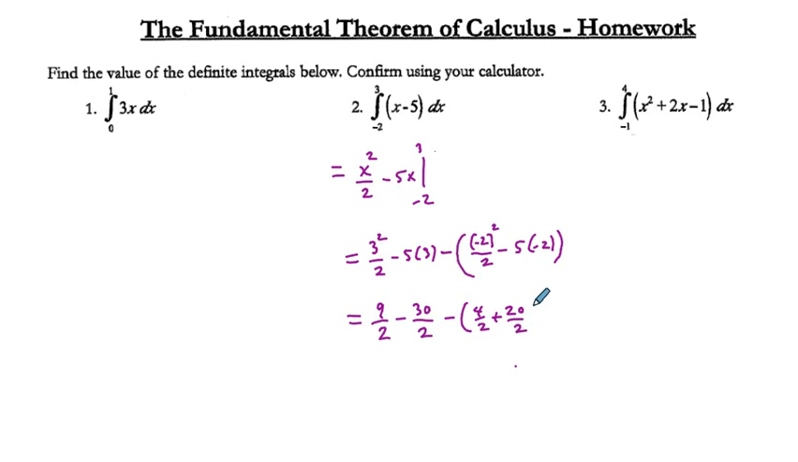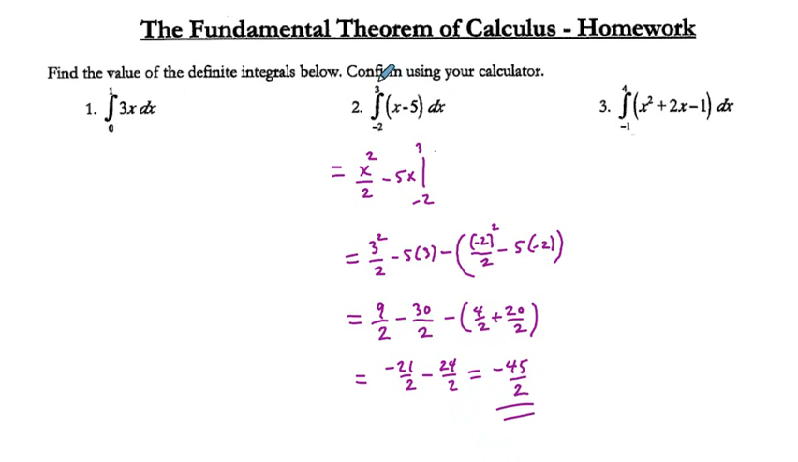And now what we get here is 9 minus 30 is going to be -21 over 2. And then we're going to have minus 4 plus 20 over 2. So minus 24 over 2, which is going to simplify to -45 over 2. And that is going to be our answer.